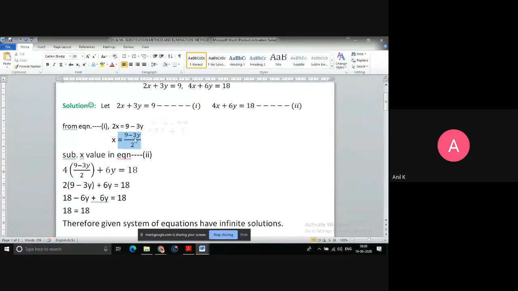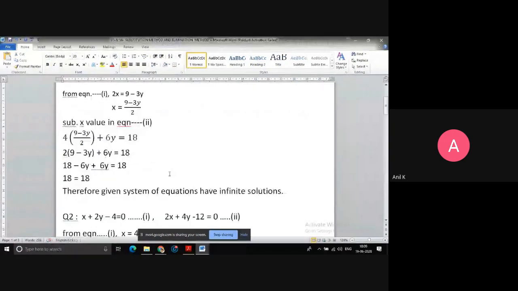Now this x value I am substituting in equation number 2. Right? Substitute the x value in equation 2. What is equation 2? You have here 4x plus 6y equals 18. So in place of x here, I am going to replace (9 minus 3y) upon 2. So we have 4 times x, and x I replace with (9 minus 3y) upon 2. Now this plus 6y equals 18 will remain as is. Just in equation 2, this x will be replaced here.